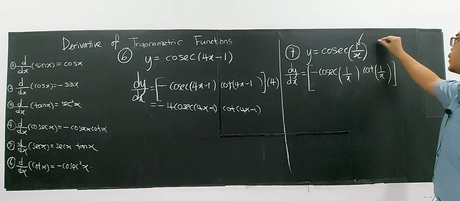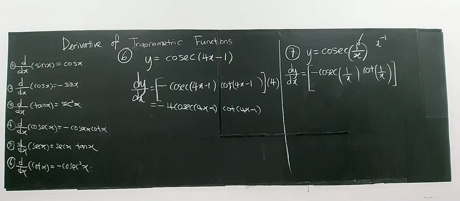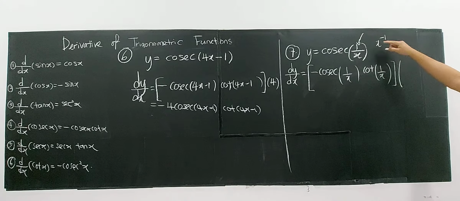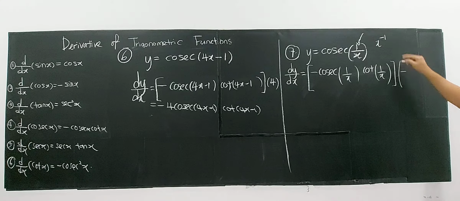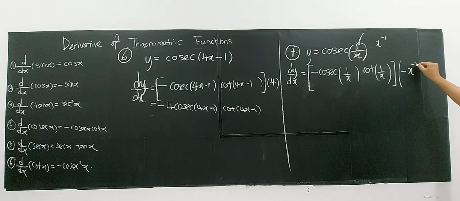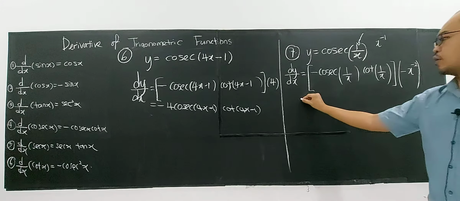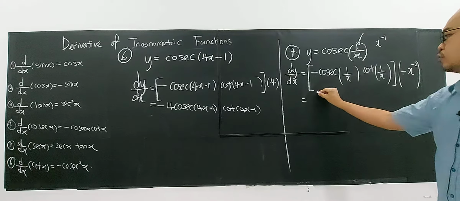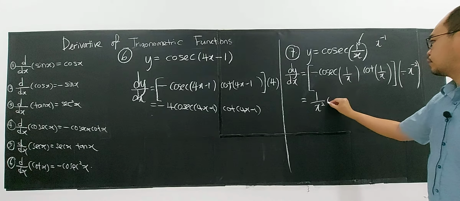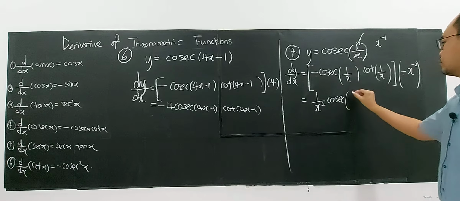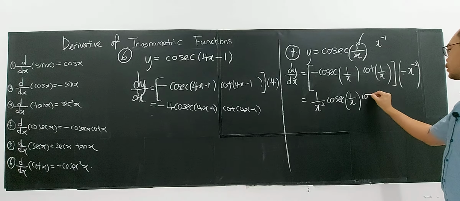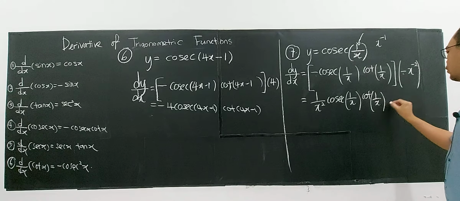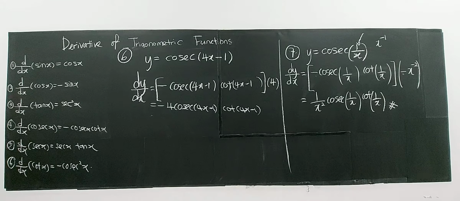This is a reciprocal function, so it's x to the power of negative 1, right? Differentiating x to the power of negative 1, you get negative x to the power of negative 2. So overall, negative, negative, positive. x to the power of negative 2 is 1 over x squared. So the answer is 1 over x squared, cosecant 1 over x, cotangent 1 over x. That's all for this function. Then we go for more examples, differentiating cotangent.